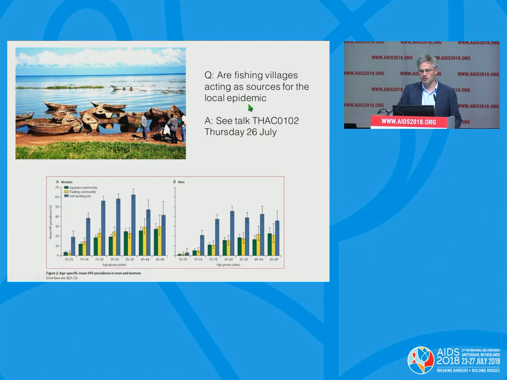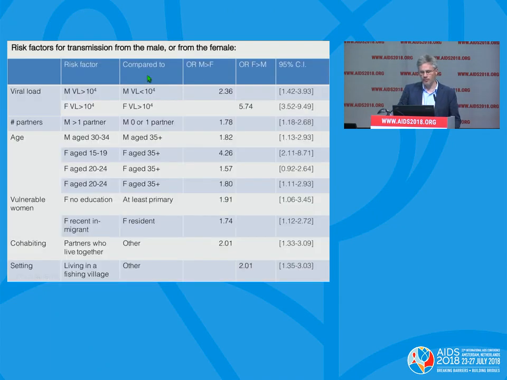On Thursday, if you're interested, you can see an application where we looked at all of the transmission pairs in the fishing communities and the surrounding area. What surprised us is that only two or three of the transmission pairs link the fishing communities, which have this extraordinarily high HIV prevalence, to the surrounding communities, really indicating that these are separate epidemics. But I would refer you to the talk on Thursday. This is my last slide of results.